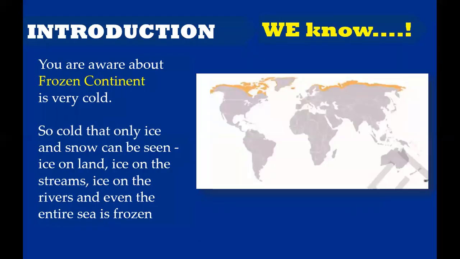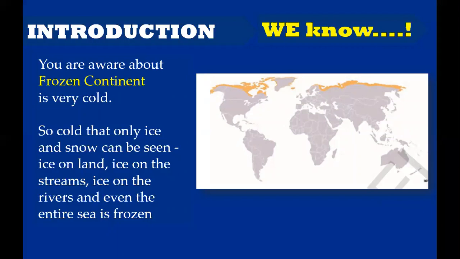Now here in the picture you can see some places shaded with yellow color, and these places are near the North Pole and they come under the Arctic Circle, and it is so cold that you can find ice and snow everywhere on the land. You can find ice on the streams and ice on the rivers, and even the entire sea is frozen.